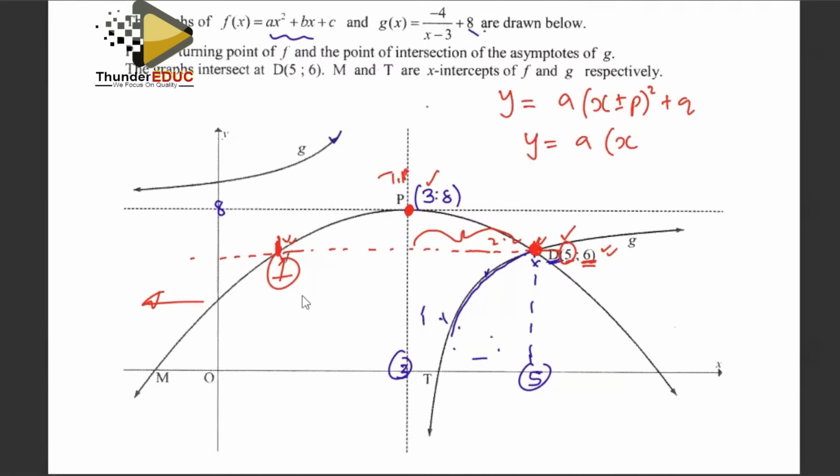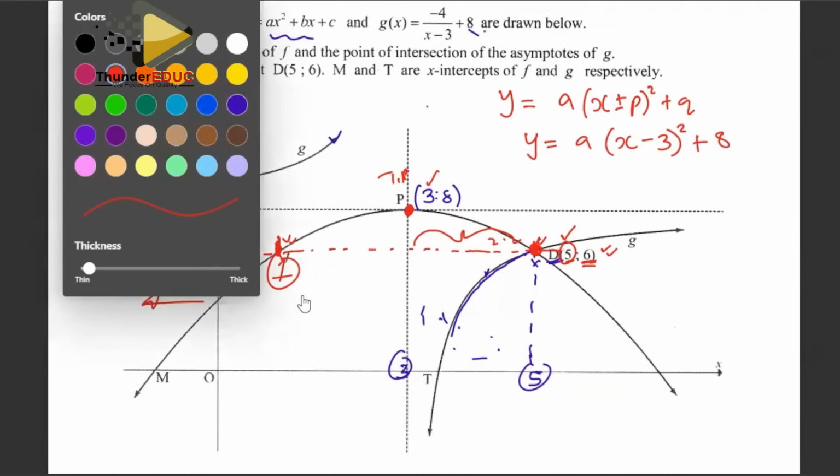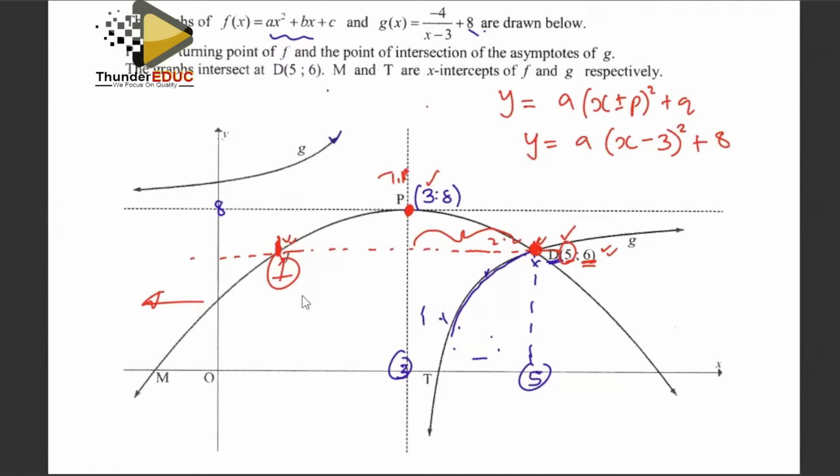So substitute y is equal to a into x. This is a 3 positive, and we're going to switch it to a negative, squared. And then the y value of the turning point is 8. Then let's use one point, which is (5, 6), to get the value of a. So if y is 6, a into x is 5, that's going to be 5 minus 3 squared plus 8. Let's move the 8 that side. We're left with negative 2 is equal to 5 minus 3, which is 2, and then 2 squared gives us a 4. Divide both sides by 4, meaning that a is negative a half.